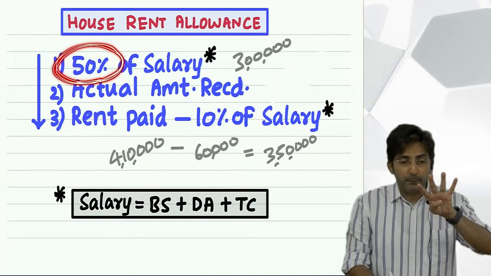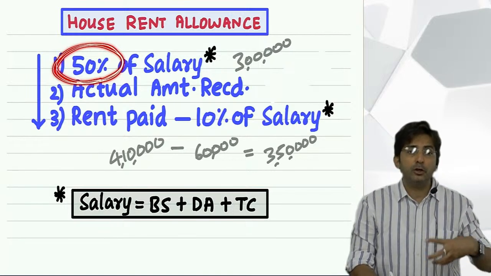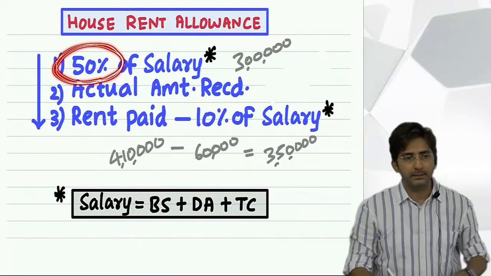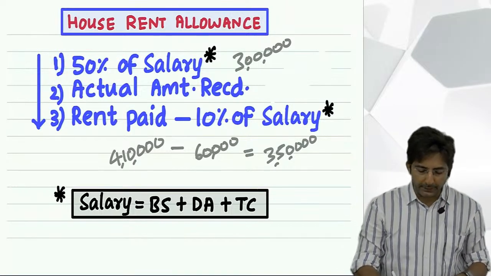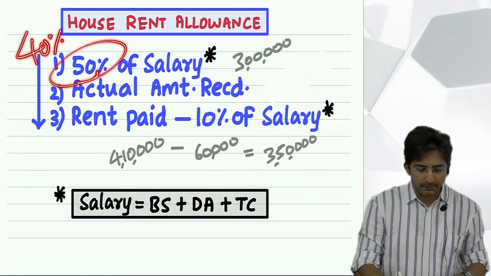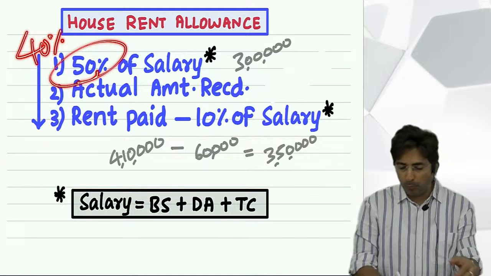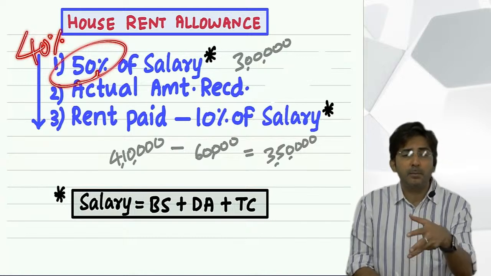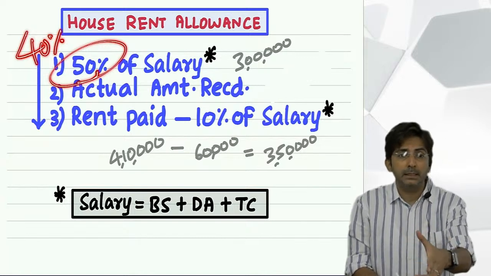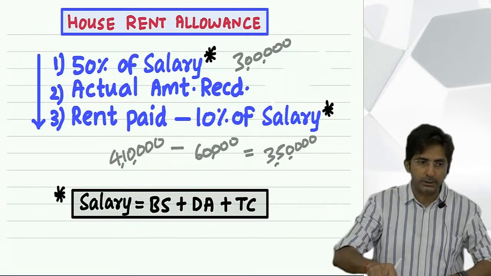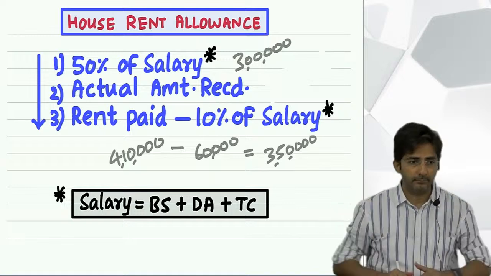Then only it is 50%. But in case you are paying rent in a non-metro city, then it is 40%, instead of 50. So you have to check in the question whether he is paying rent in Mumbai, Delhi, Kolkata, Chennai or some other city. If it is some other city, then 40%, otherwise 50%. And they will tell you in the question in which city the rent is paid.